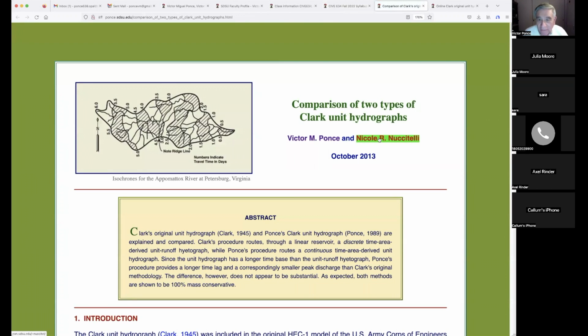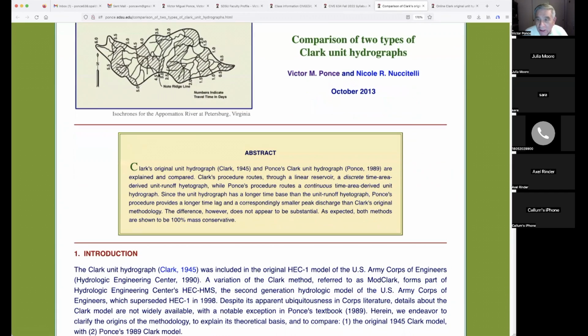did with Nuccitelli. Comparison of two types of Clark unit hydrographs, Victor M. Ponce and Nicole Nuccitelli. Nicole graduated in the year 2013 or 14, I don't remember, with a master's degree in civil engineering. We say Clark's original and Ponce Clark's are explained and compared.